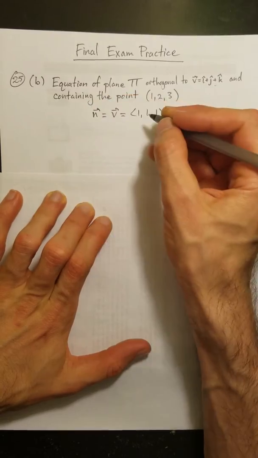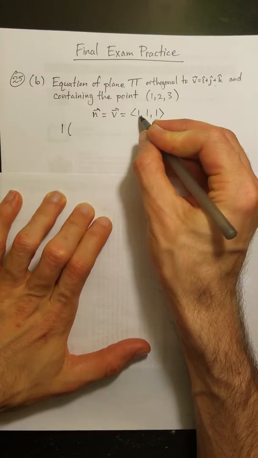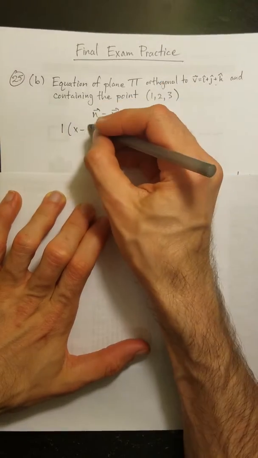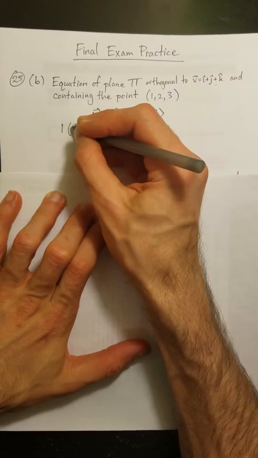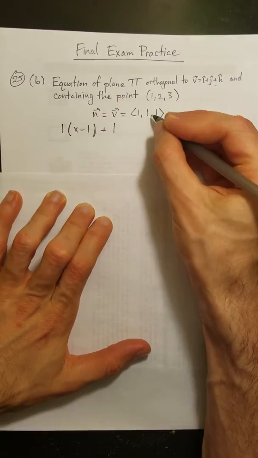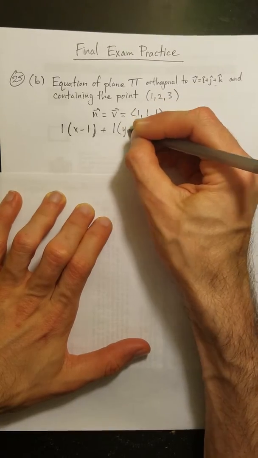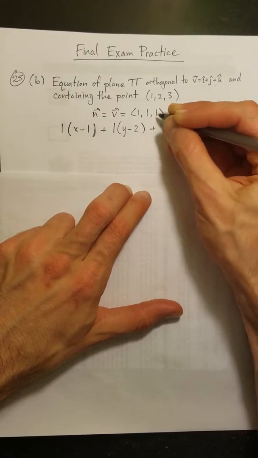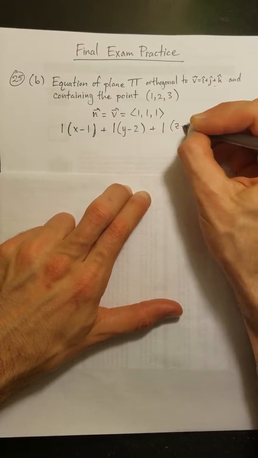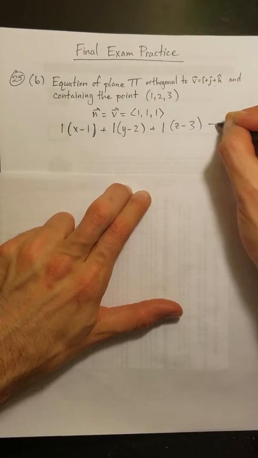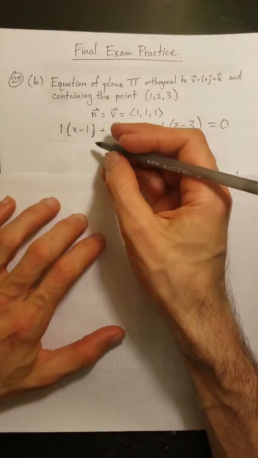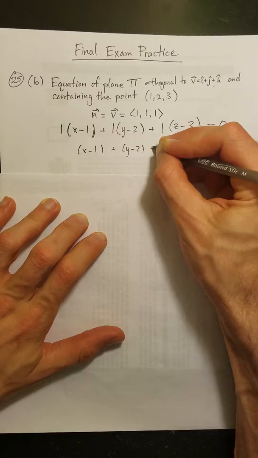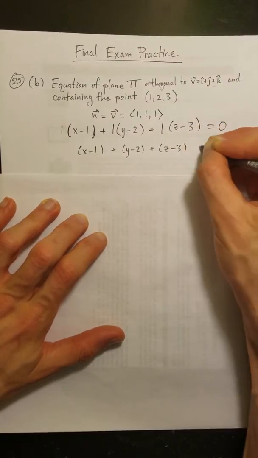And so the way we're going to write this out is just going to be the x component of our normal vector times x minus the x coordinate of the point, plus the y component of our normal vector times y minus the y coordinate of our point in the plane, plus the z component of the normal vector times z minus the z coordinate of the point in our plane. This is equal to 0. So that's our scalar equation. So it looks like x minus 1 plus y minus 2 plus z minus 3 equals 0.